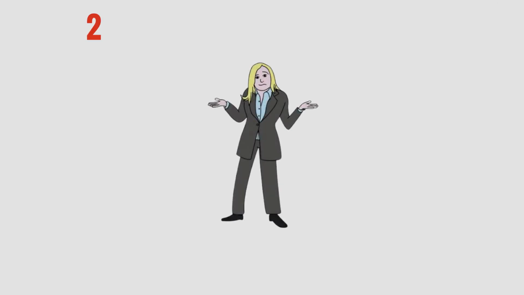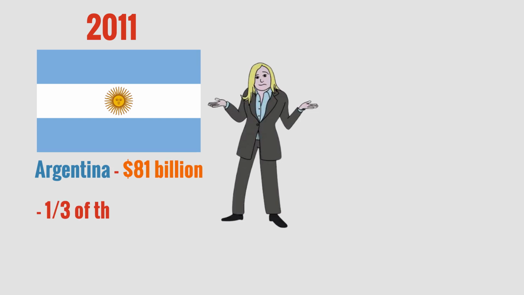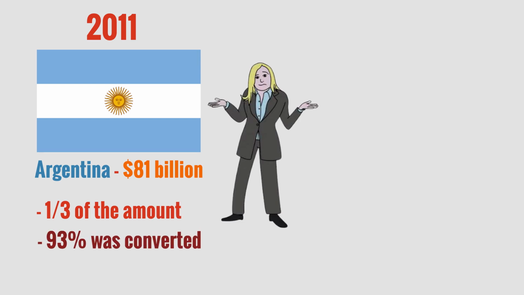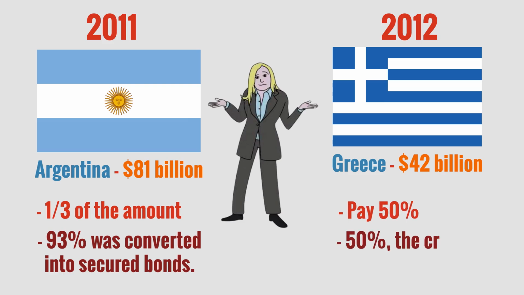For example, in 2011, Argentina defaulted on a debt of $81 billion. They initially offered to pay creditors 1/3 of the amount, and eventually 93% of the debt was converted into secured bonds in 2005 and 2010. As for Greece, which defaulted in 2012, they only can pay the creditors 50%, the remaining 50%, the creditors accept to lose.